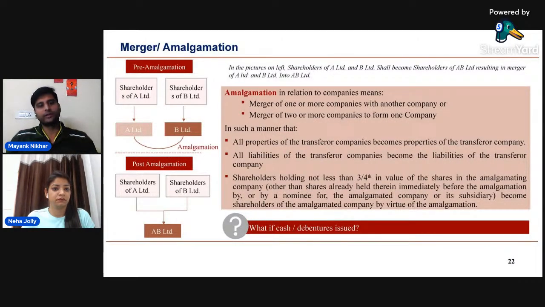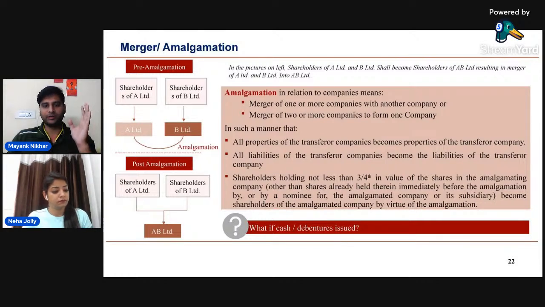Merger and acquisition. There were two companies, A Limited and B Limited, that had separate shareholders. Now what happened? These two companies merged together to form AB Limited, and both sets of shareholders become shareholders of AB Limited. So it is merger of one or more companies with another company, or two or more companies forming another company. The conditions are that this transaction has to be structured in such a way that all the properties of the transferor company become the properties of the transferee company. Actually, there is a typo here. So all the properties of A and B become the properties of AB Limited.